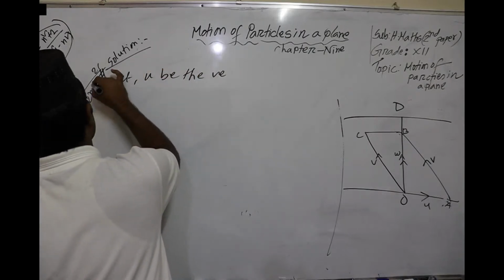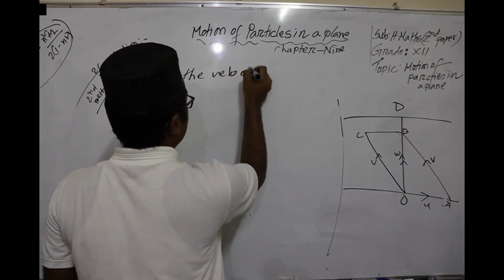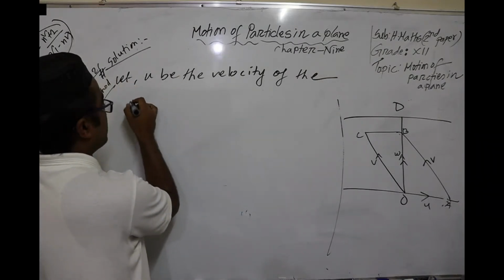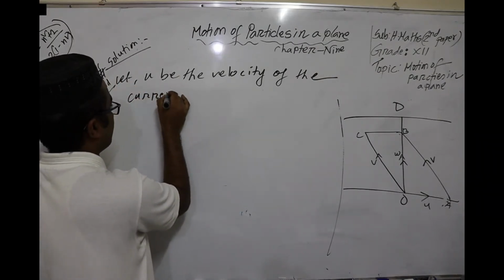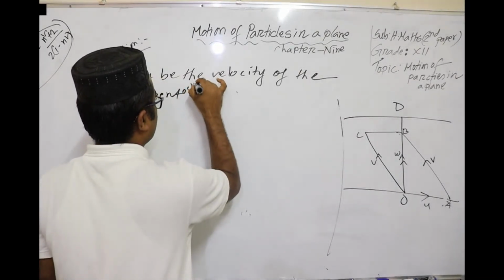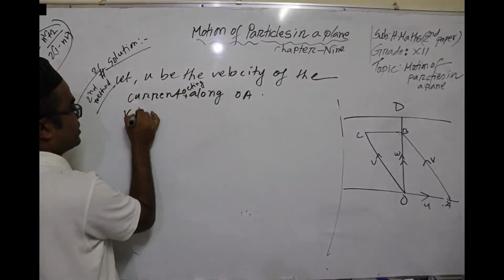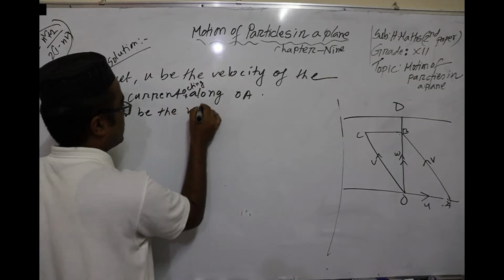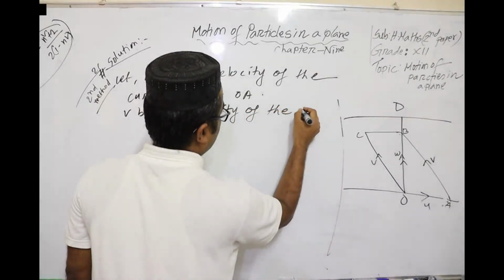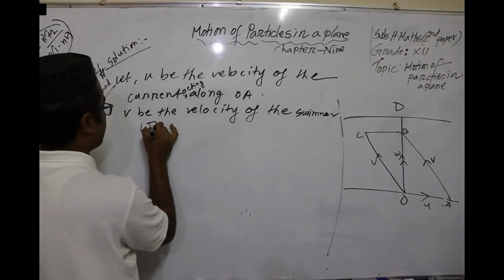Second method, in this one very disgusting. Let u be the velocity of the current, acting along, with v be the velocity of the swimmer when there is no current.